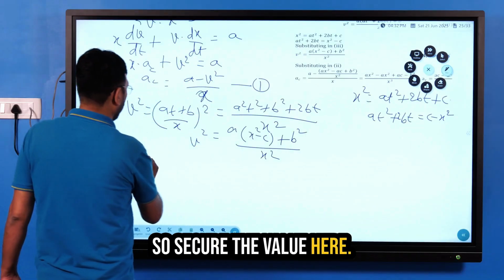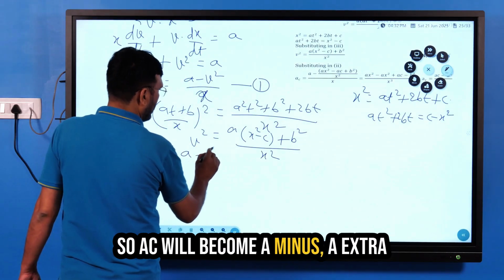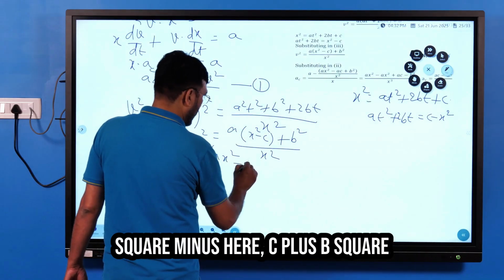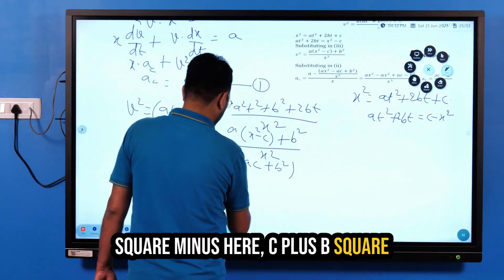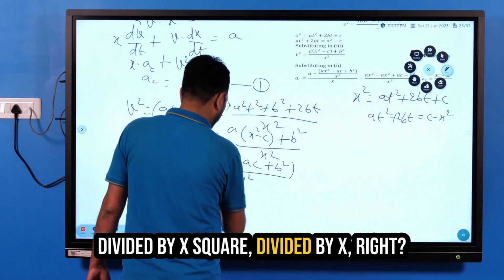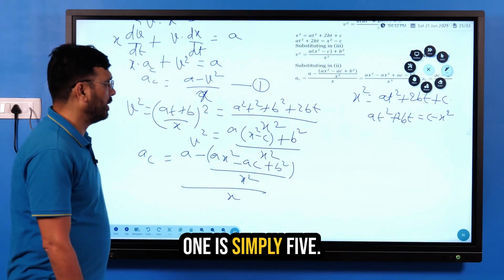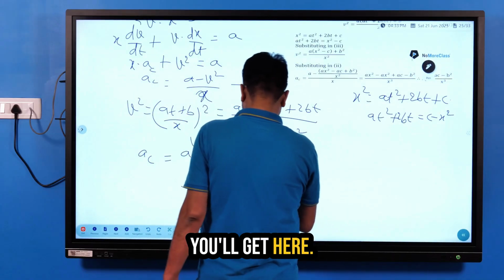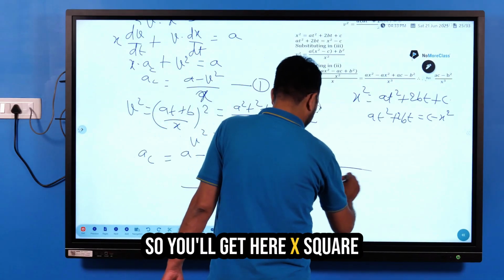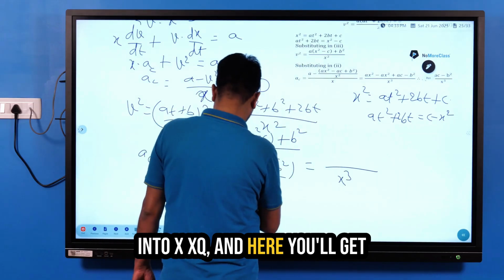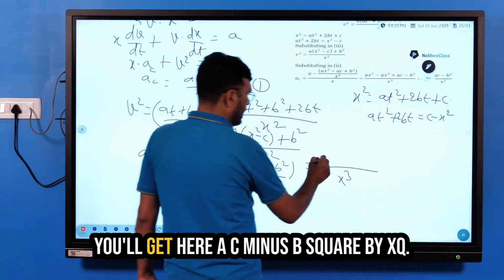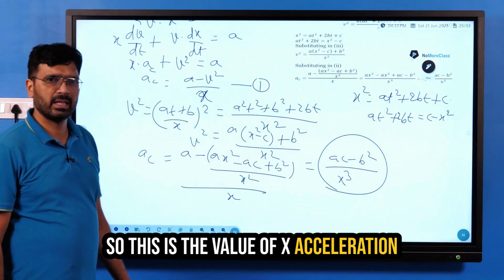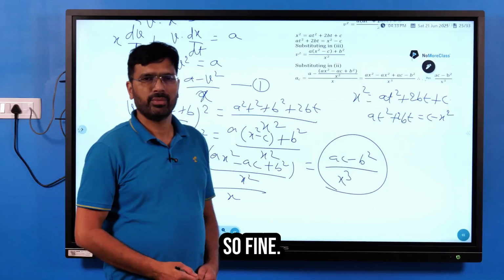So substitute the value here. So AC will become a square over x minus (a square (x square minus c) plus b square) divided by x square, divided by x, right? Simplify it. See, if we take the LCM, you will get x square into x cube, and here x square minus x square cancel. You will get AC is equal to a square c minus b square by x cube. So this is the value of acceleration that we are getting here. Okay, students? Fine. So thank you.